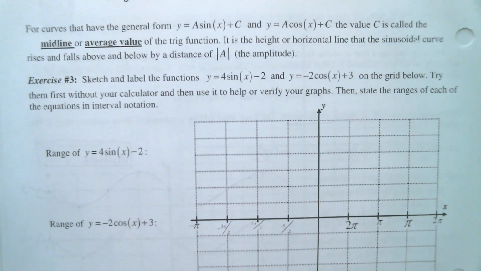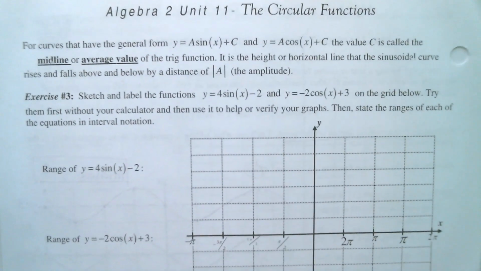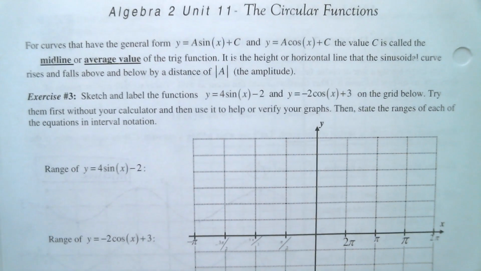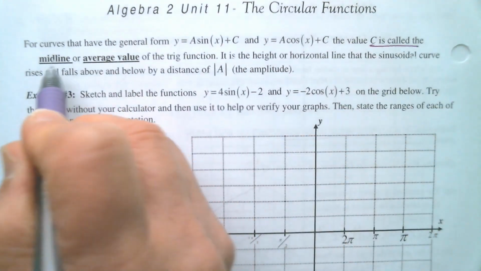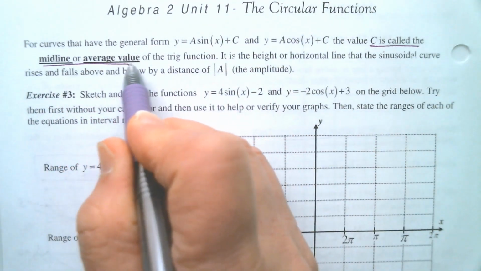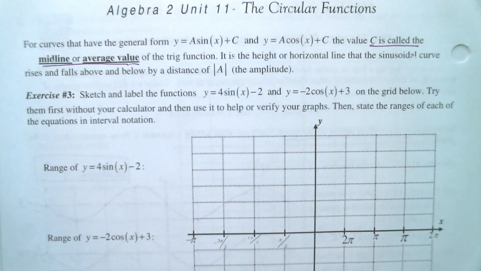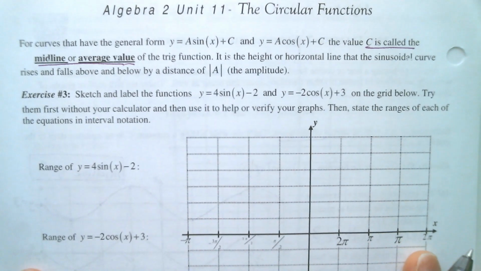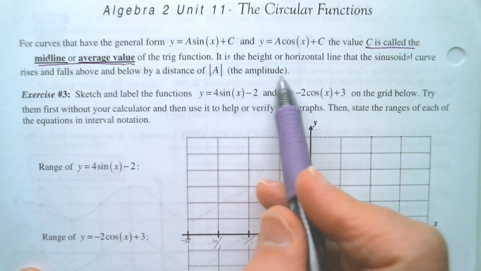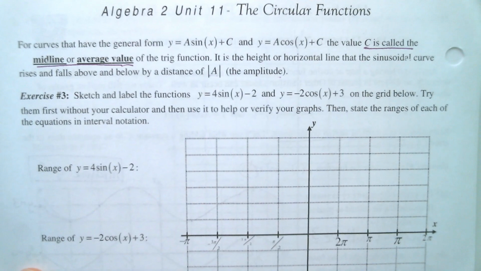For curves that have the general form y equals a sine x plus c and y equals a cosine x plus c, the value c is called the midline, or average value of the trig function. It is the horizontal line that the sinusoidal curve rises and falls above and below by a distance of absolute value of A. And recall that the absolute value of A is known as the amplitude.